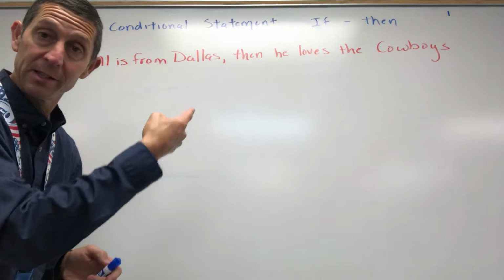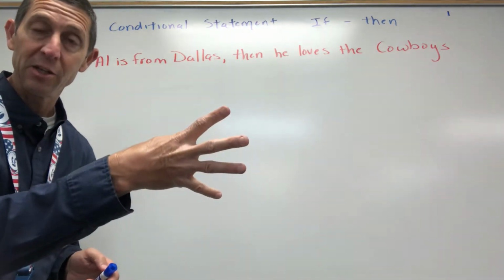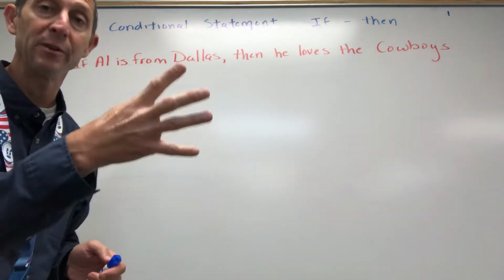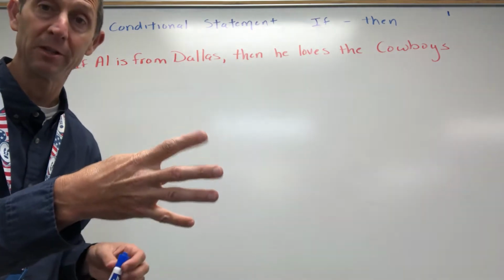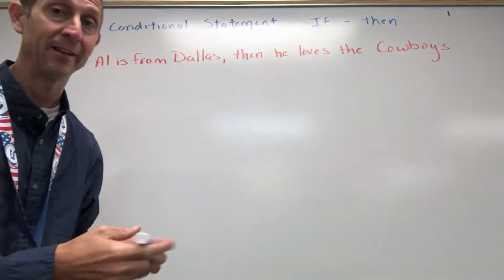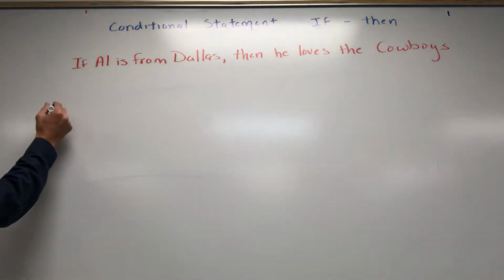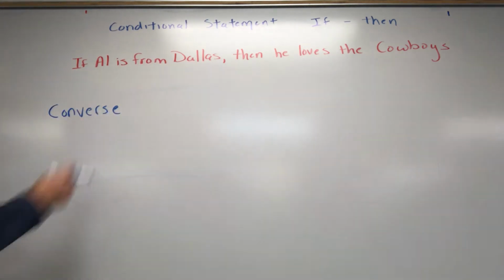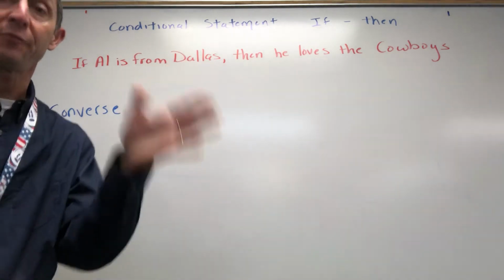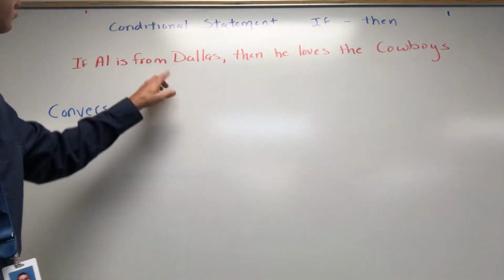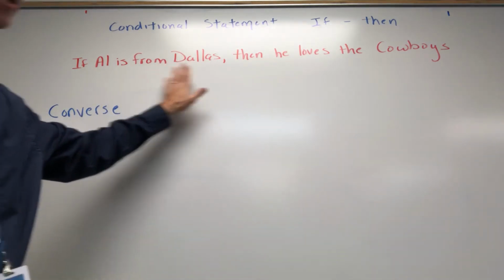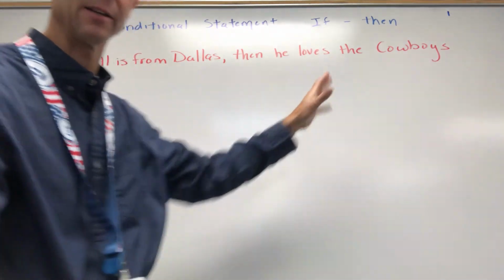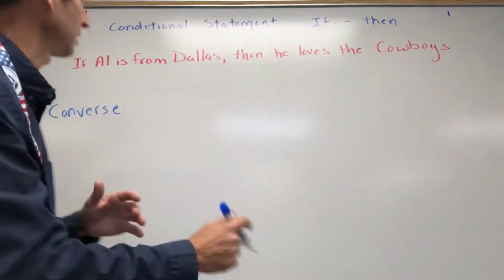Now from this conditional statement, you have to know 4 different types of statements you have to build. So you got to learn 4 things today. The first one is called the converse. So what the converse does is it flips the order. Notice how from Dallas is first, loves the Cowboys is second. The converse changes that order.